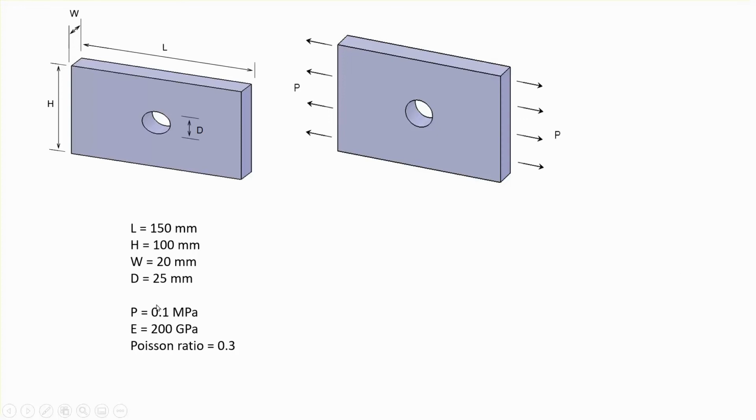We are assuming that this is a linear elastic material, with Young's modulus and Poisson ratio, and the load P is very small, so it keeps it in the elastic range, 0.1 megapascal.